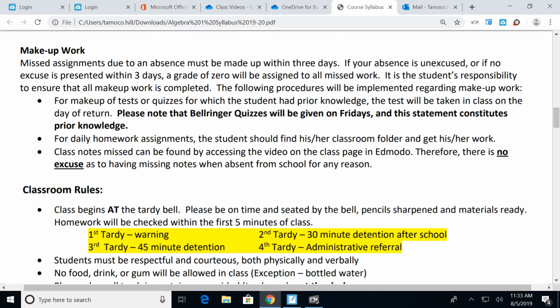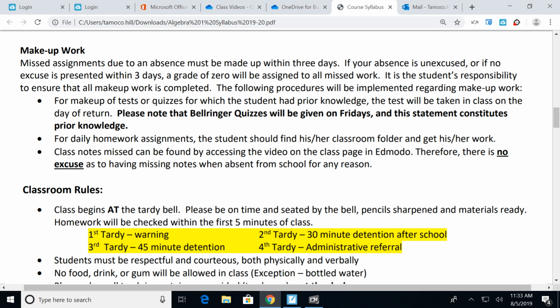Volunteer to read the third bullet under makeup work. Let's not all read it at the same time. Third bullet under makeup work. You volunteer to read for me? Yes, go ahead. Read that third bullet for me.